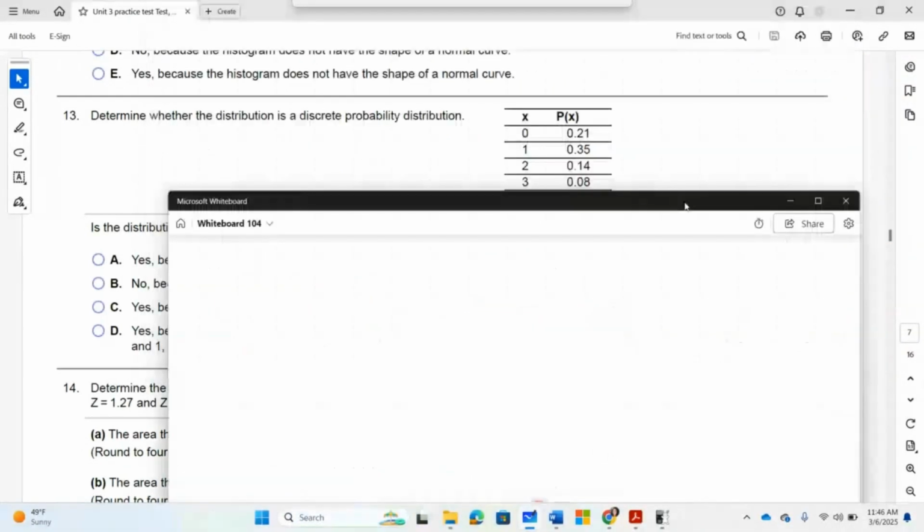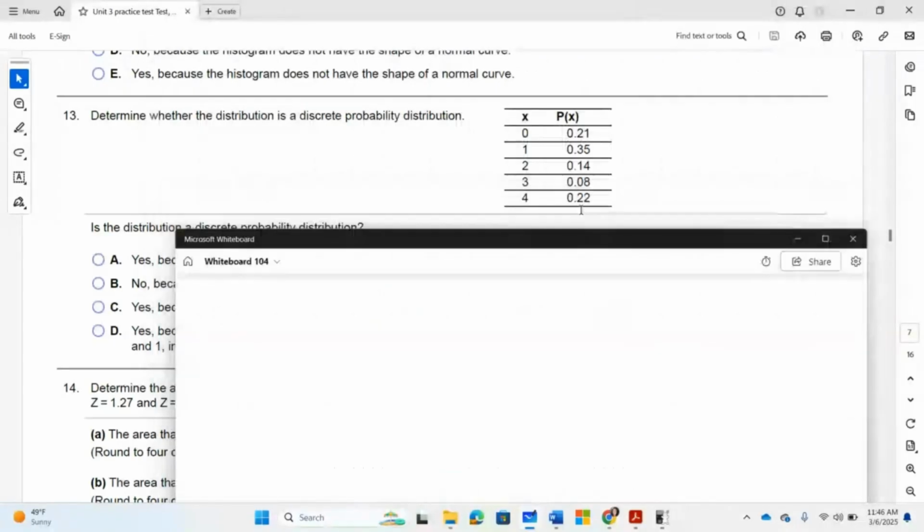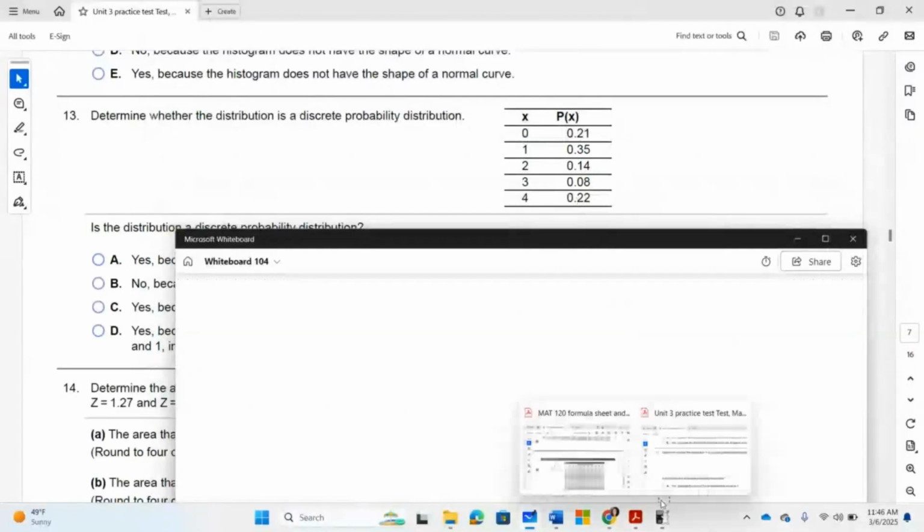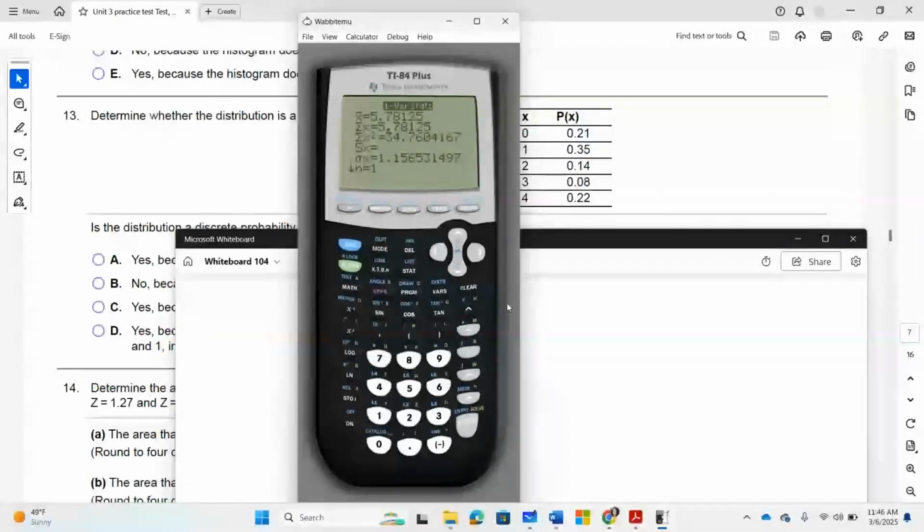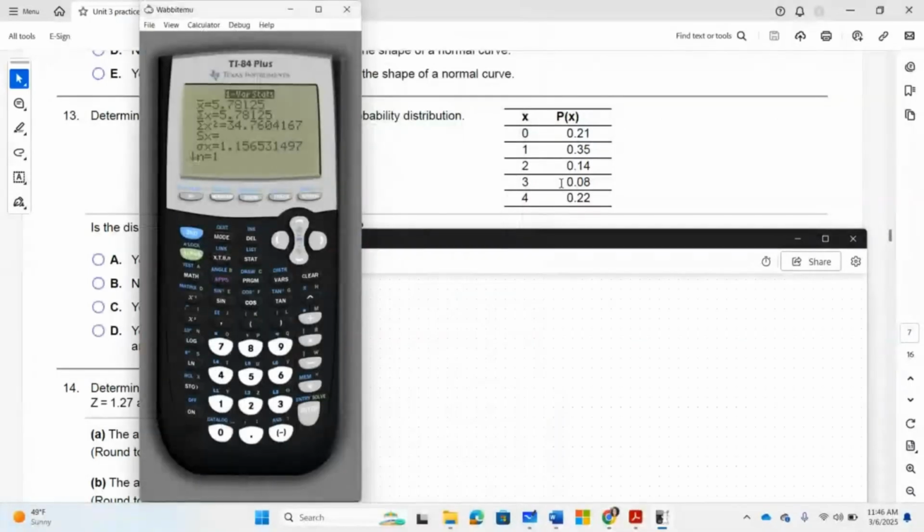Okay, so all I do is add all the probabilities. I can actually put it in my calculator. So I'll go to my calculator. If the sum of all the probabilities is equal to 1, I will continue to answer other questions. Otherwise, I will stop there.